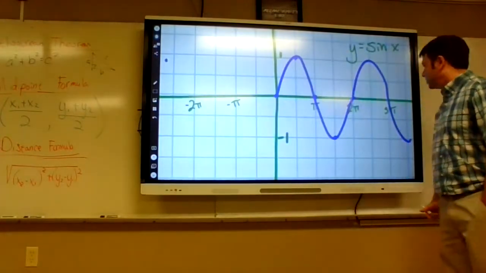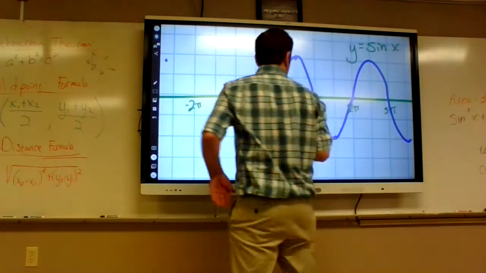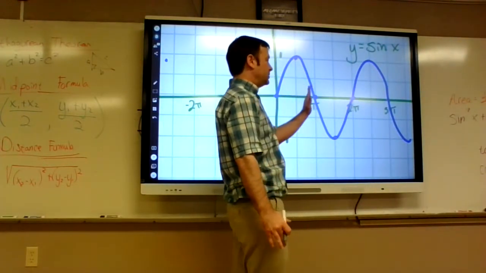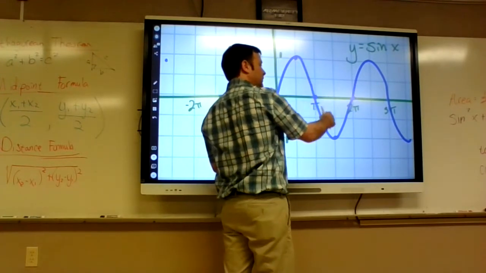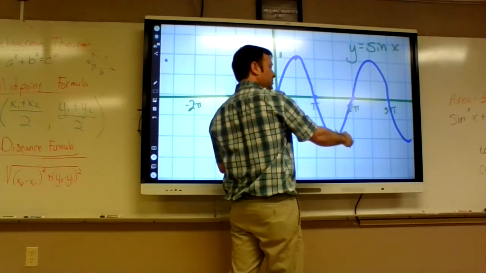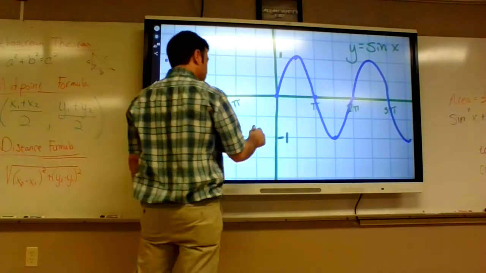Alright, so this is kind of what it looks like. And on the back side, it looks the same. So this is what's happening as the angle is increasing, 0 degrees, 90 degrees, 180, 270, 360. This is what's happening to the value of the function. It's going up to 1 as a max, down to -1 as a minimum. And it just keeps going back and forth, back and forth.